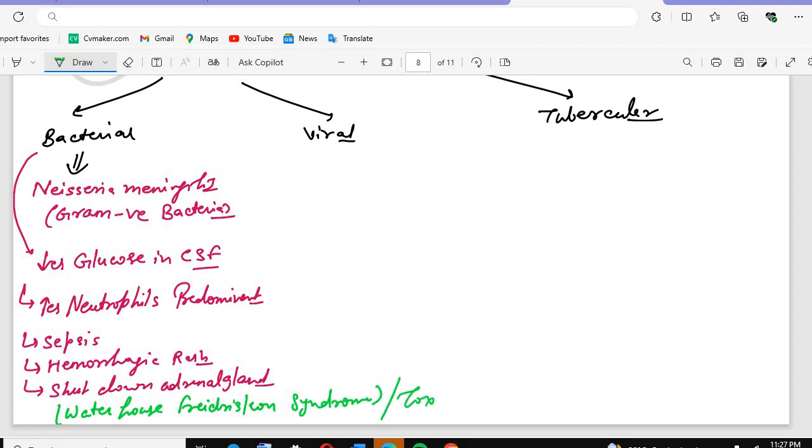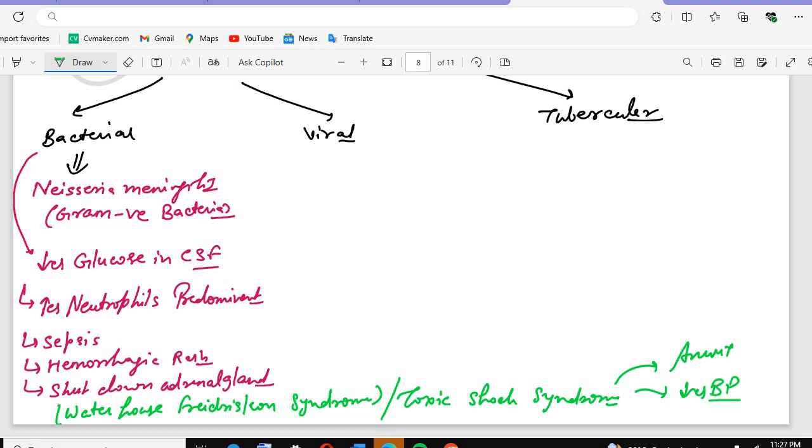Okay, or sometimes we can call this toxic shock syndrome also. So in this condition, what you will see is anuria. Anuria means no urine will be there, and there will be a decrease in the blood pressure.